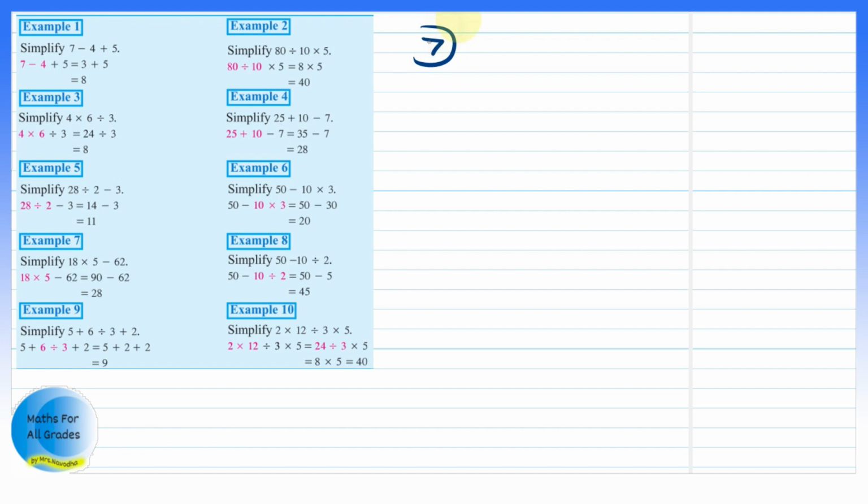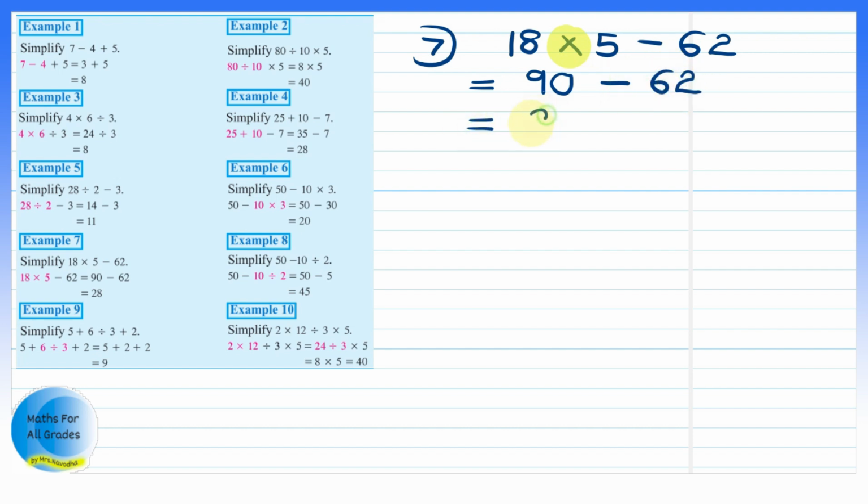Example number 7. 18 times 5 minus 62. You've got multiplication and subtraction. Multiplication has more power. Therefore, we are going to start with the multiplication. 18 times 5. 5 times 8 equals 40. 4 goes here. 5 times 1, 5. 5 plus 4, 9. 90 minus 62. What is the answer? 28.